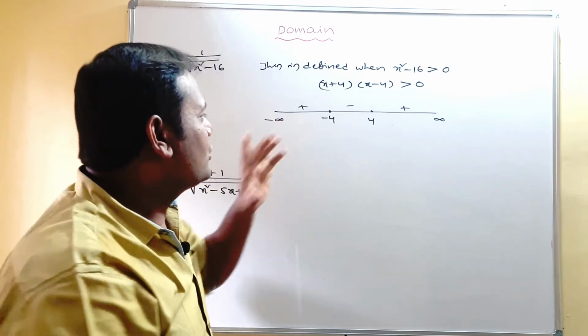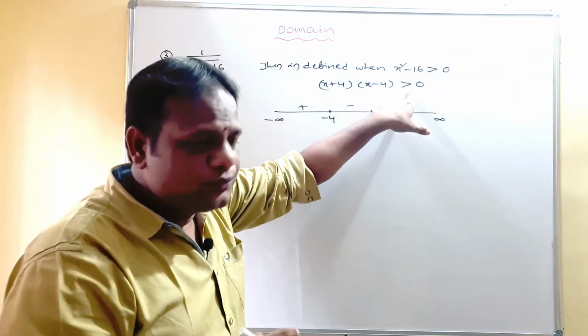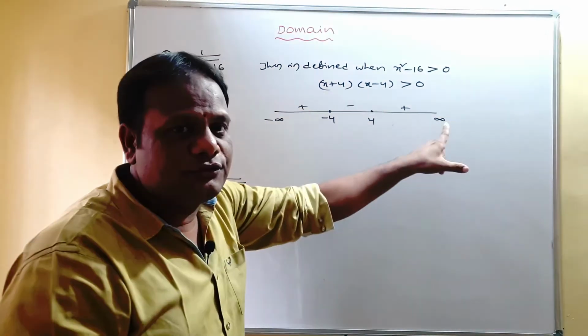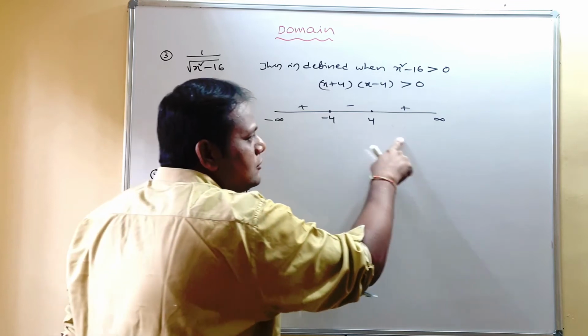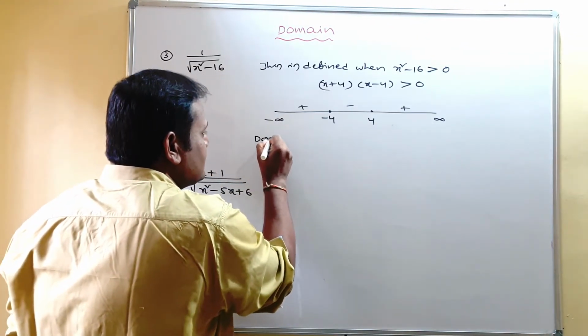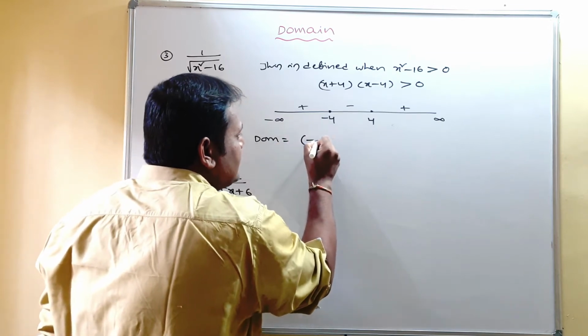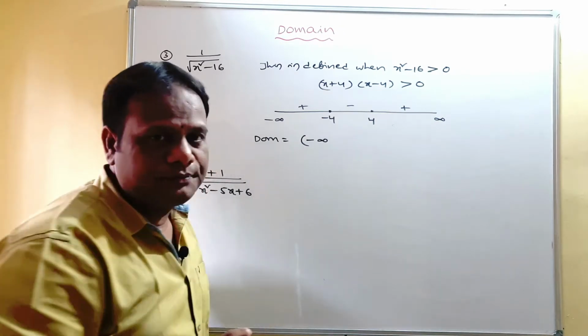What we want? We want greater than 0. Greater than 0 means positive. Where it is positive? Minus infinity to minus 4, and 4 to infinity. So the domain of this function, that is minus infinity to infinity, always open interval.